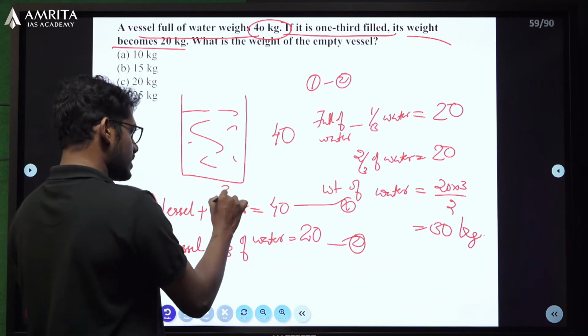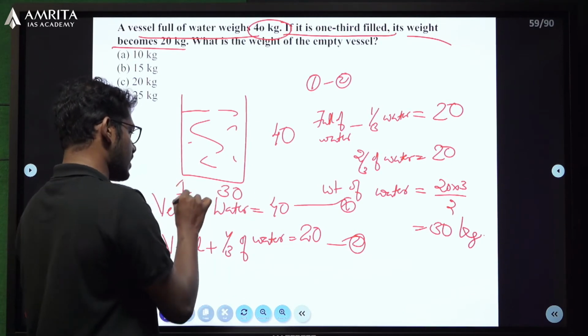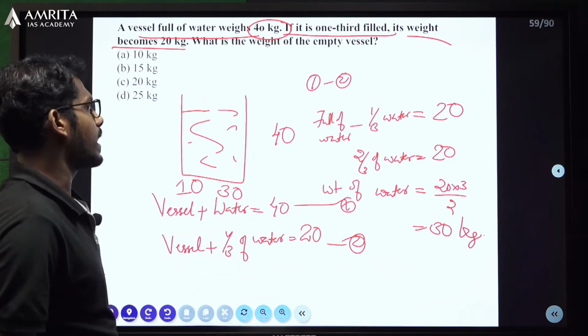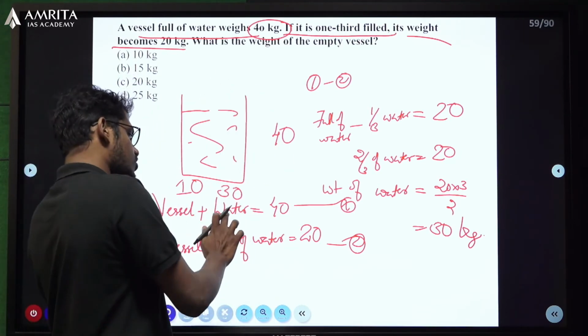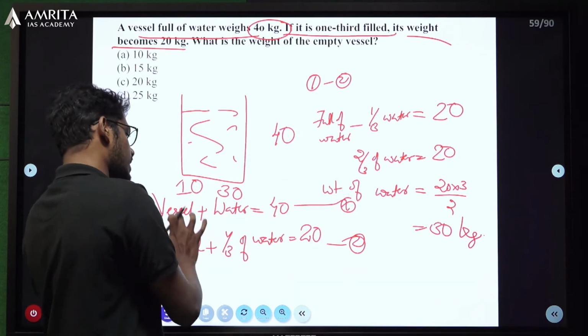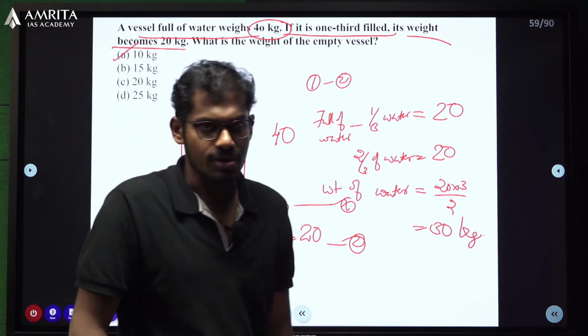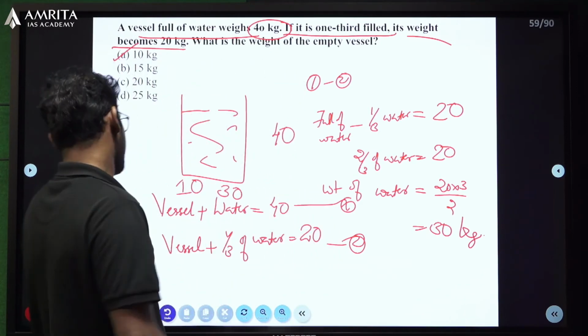If the weight of water is 30 kilogram, then the weight of the vessel will be 10 kilogram. Clear? The question is, what is the weight of the empty vessel? Yes, the answer is option A, 10 kilogram. Clear? Okay. Next question.